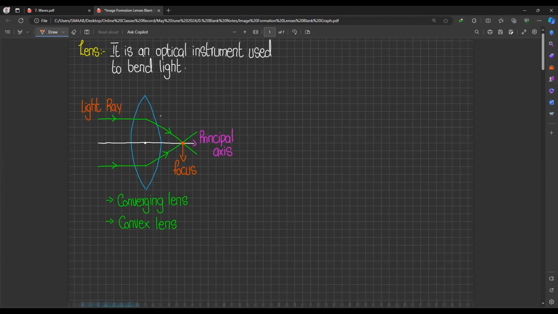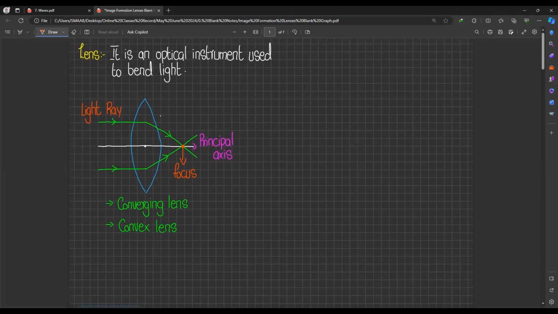What is that diagram called? Is it a convex lens or concave? This is convex. Okay, thank you.